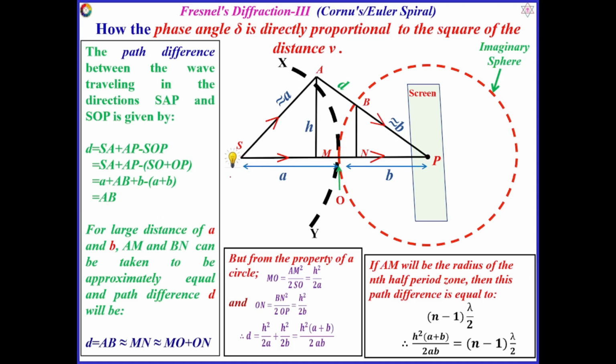Another thing can also be observed here. For large distances a and b, AM and BN can be taken to be approximately equal, and the path difference will be this one.